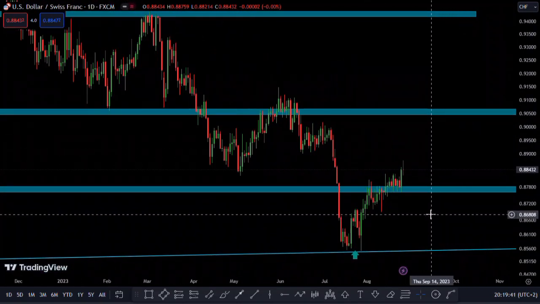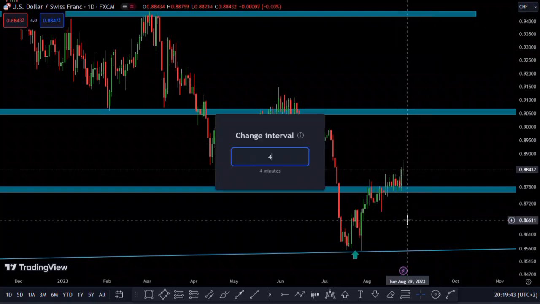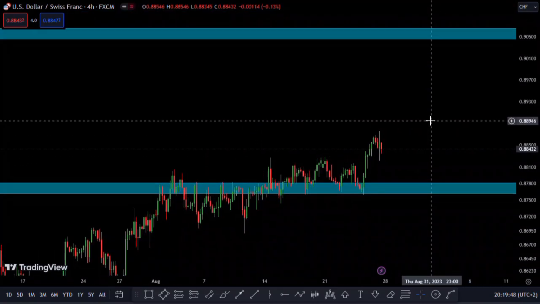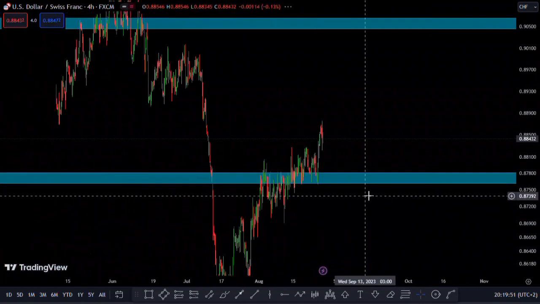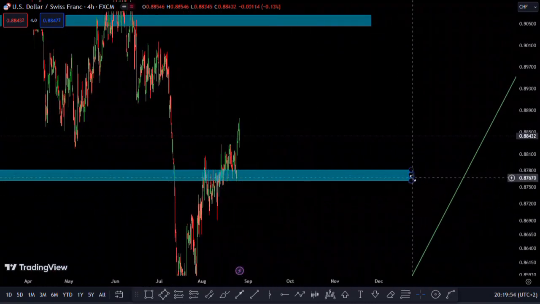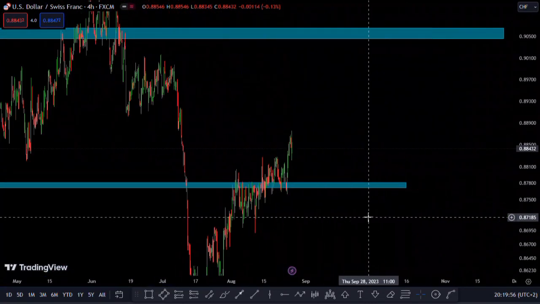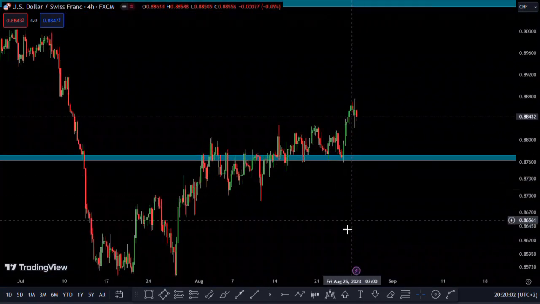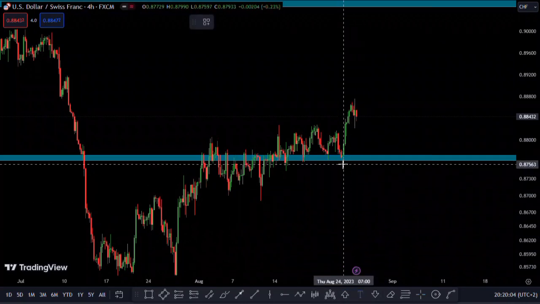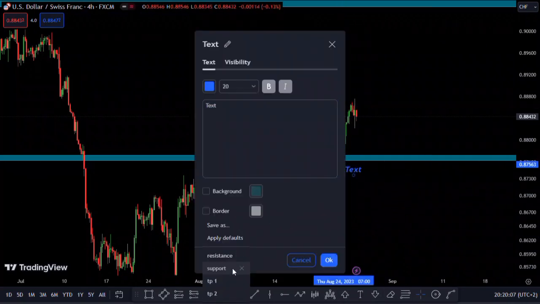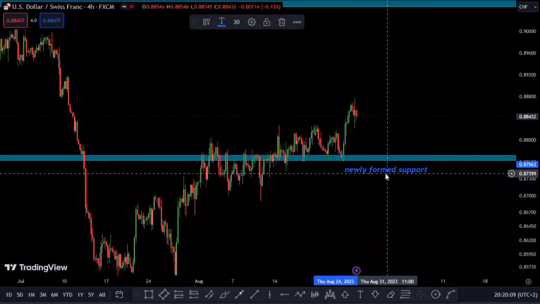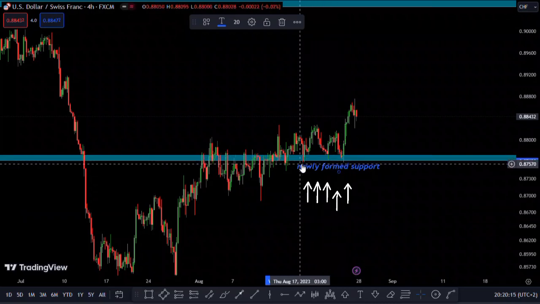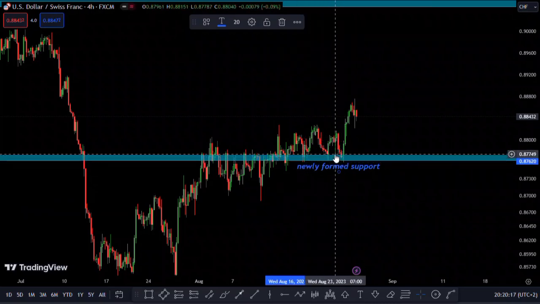Okay, so let's drop it to a 4-hour. I just want to show you guys how I analyze the market, how I approach the market. Okay, so we have a zone here, which is our newly formed support. The reason why I say that is because the market created, I don't know, 3 touches.